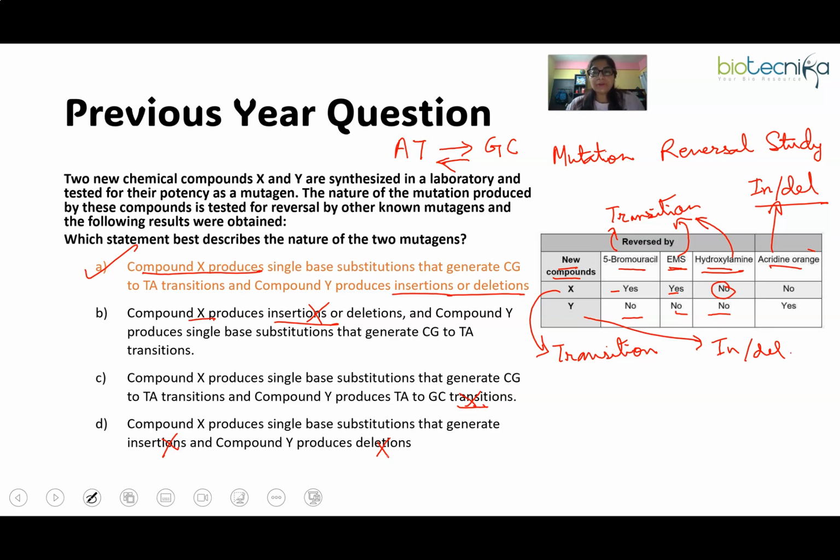Now this type of question you will get in many varieties. Most of the time they will increase the number of compounds here, but the ultimate way of how to approach this question remains the same. You have to know the mutagens, you have to know what kind of mutation they cause, and you have to correlate it with the new compound or the action of the new compound.